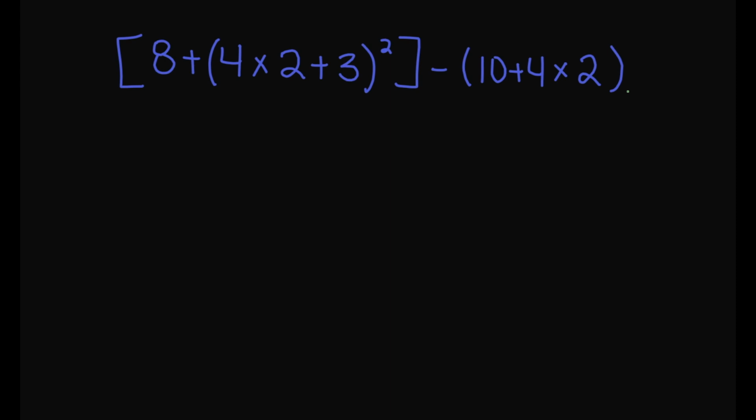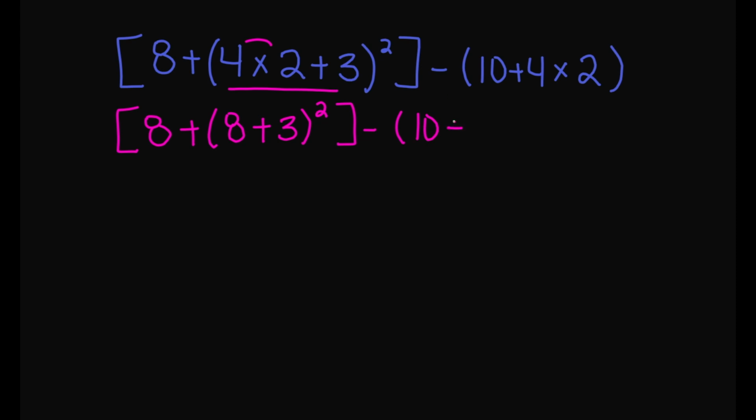Let's look at this example here. So first thing we're going to do, we are going to work inside my parentheses here. Notice you have parentheses and brackets. However, we are going to work inside my parentheses first. So I'm going to do bracket 8 plus 4 times 2 plus 3. Remember that we have to multiply before we add. So 4 times 2, this is going to equal 8. And then plus 3 inside my parentheses, that's going to be squared.